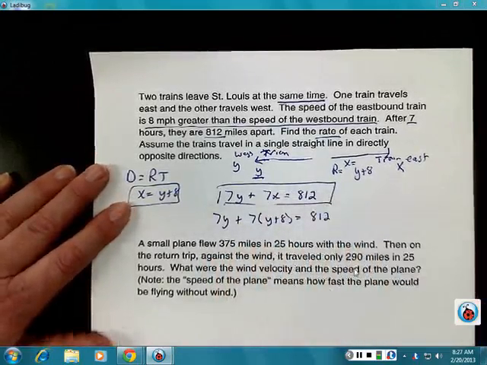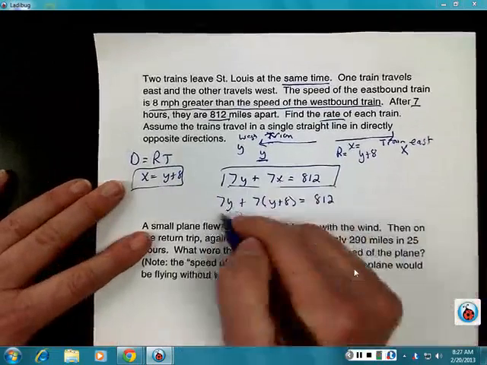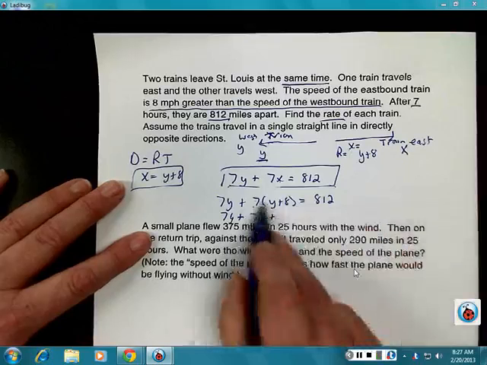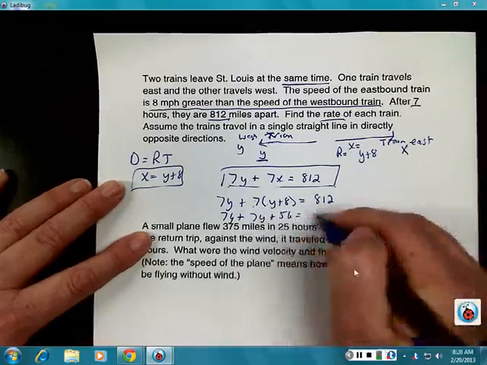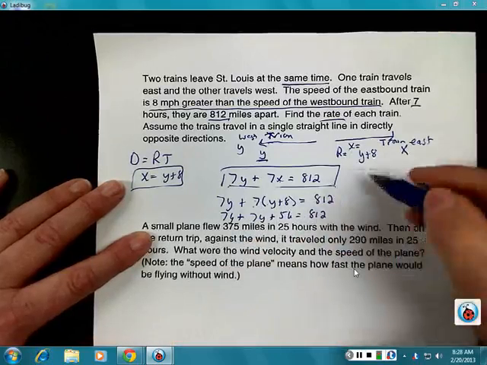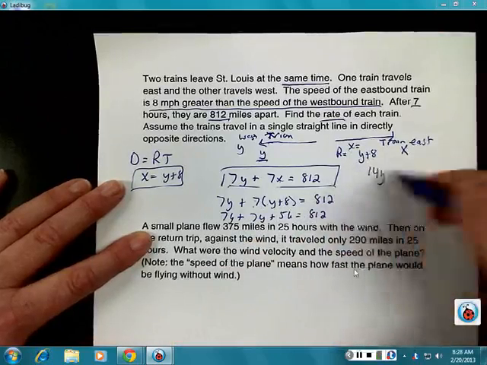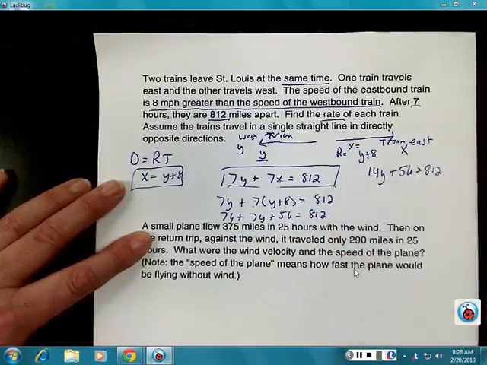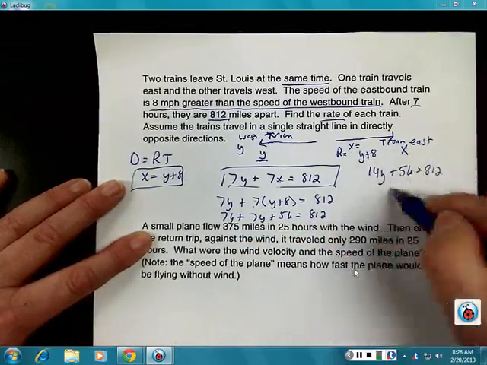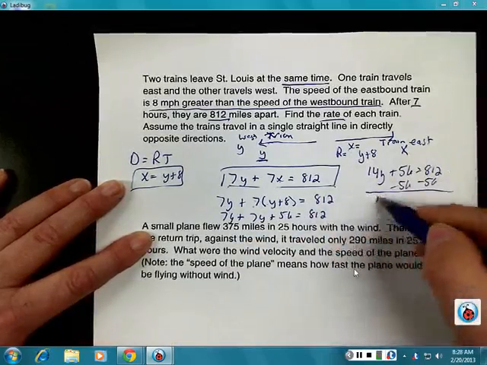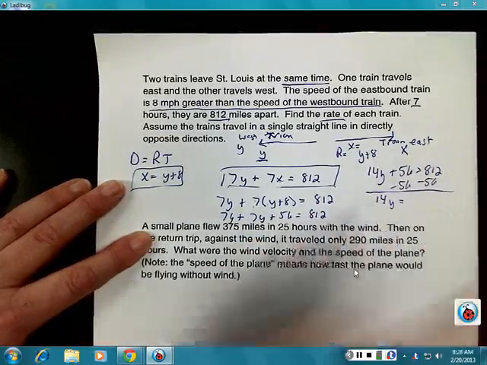And if I solve that, what am I going to end up with? Well, I get 7y plus 7y, 7 times 8 is 56, equals 812. 7y plus 7y is 14y equals 812 minus 56. Trust you guys out there with your calculators. Give me what 812 minus 56 would equal.